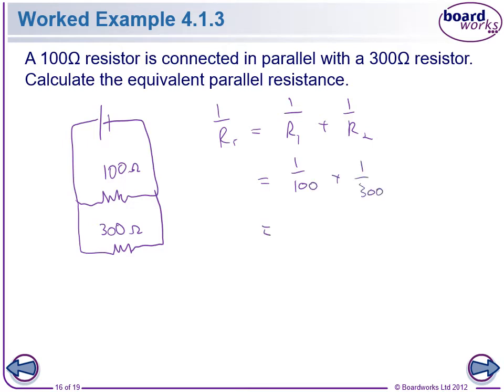Okay, and if we calculate that, we'll get 0.0133. Actually, we don't need units for that because it's 1 over. So therefore, 1 over RT is equal to that. So therefore, RT is equal to 1 over that. And we will get 75 ohms.